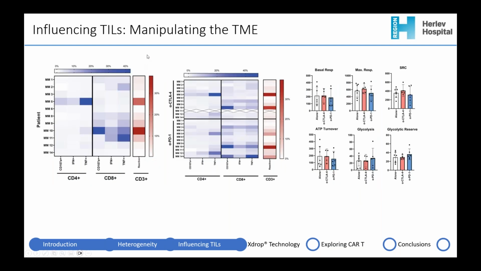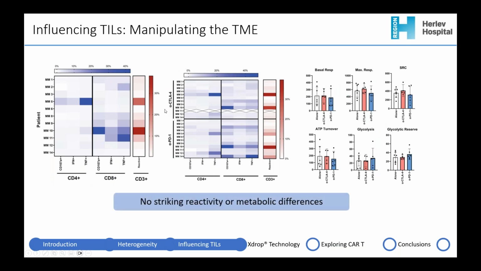So, getting out of the way what we did not discover, we found that there was really no striking reactive or metabolic differences in the checkpoint modulated TILs. So when we introduced anti-CTLA-4 or PD-1, we see very similar levels of reactivity when stimulated with tumor, and there was not much change in the basal and maximum respiration of the cells, or the ATP turnover, or their dependence on glycolysis.